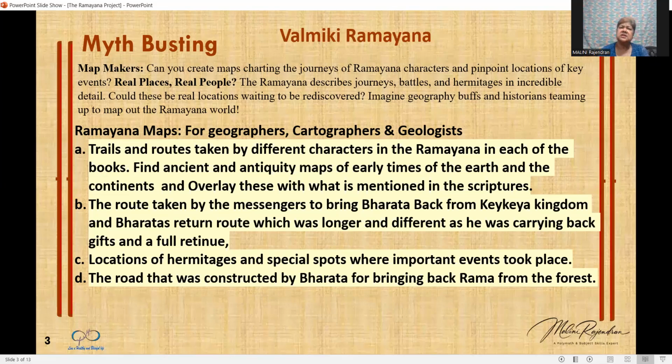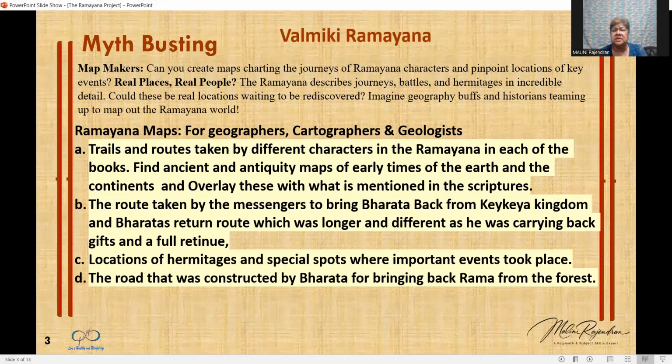Can you create maps charting the journeys of the Ramayana characters, pinpointing locations of key events? Here I would caution you not to go by what is available on Google or Wikipedia or current ideas of what these places were and what these routes were, because we are talking about 12,000 BCE. The political landscape and the geographies of that era are certainly very, very different from what you see today. So I would recommend that you look at maps of antiquity, of the early times of the earth and the continents, going back to somewhere around that same period.